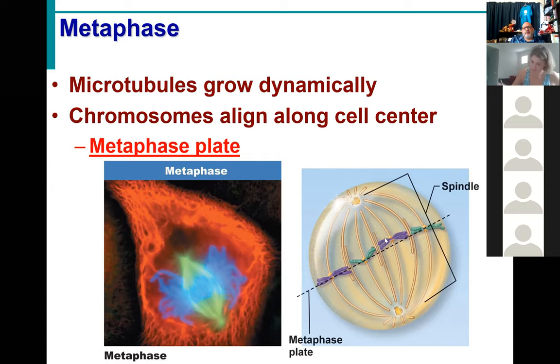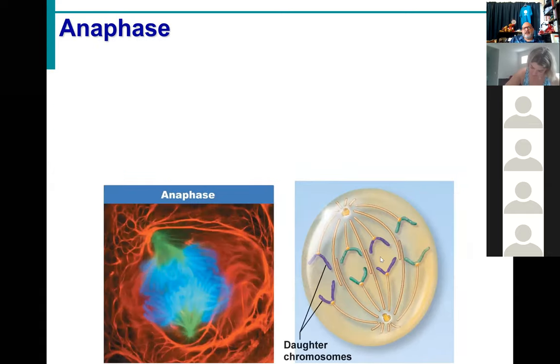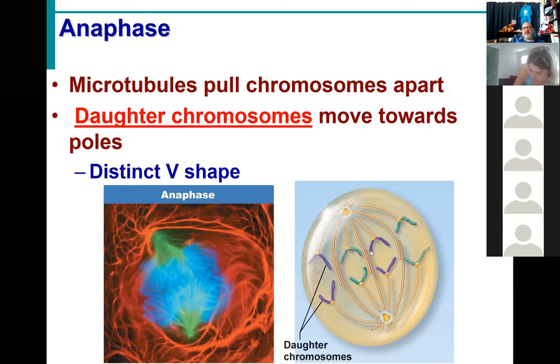Once they line up, then the centromere, the protein that is holding the sister chromatids together, inactivates. And as soon as it inactivates, our sister chromatids have now become daughter chromosomes. And those daughter chromosomes get pulled to the poles.